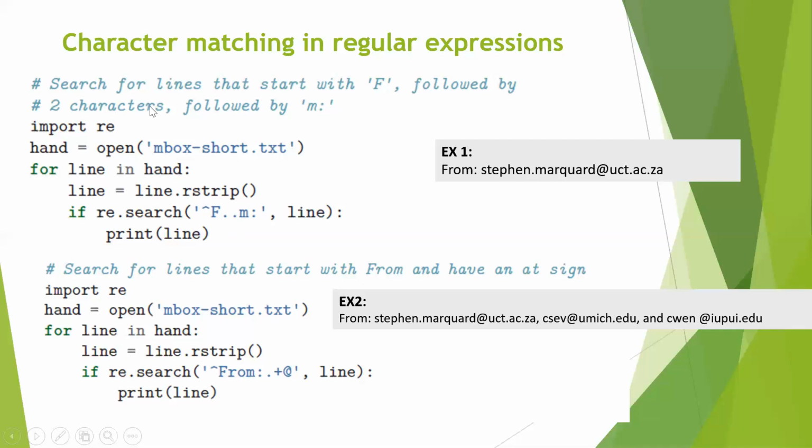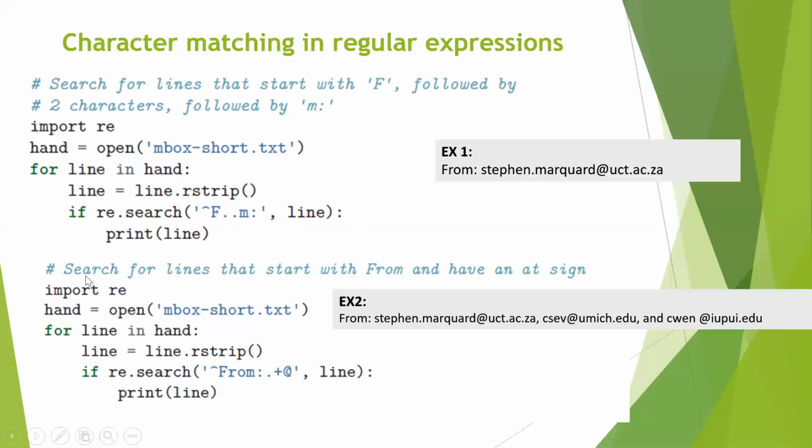When you don't know what the character is, but you just know the count of characters, you mention that many dot symbols. So a line which starts with F, so caret symbol, F, followed by 2 dot symbols, which means the 2 characters in between, and followed by M colon. So in the line, you search for all the lines that start with F, followed by 2 characters, and followed by M colon. If it is present, the search function will return true, and you print the line.